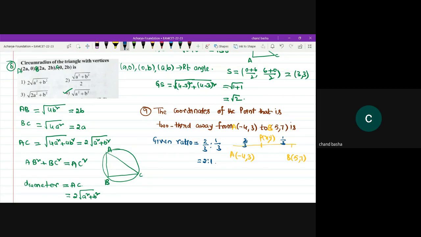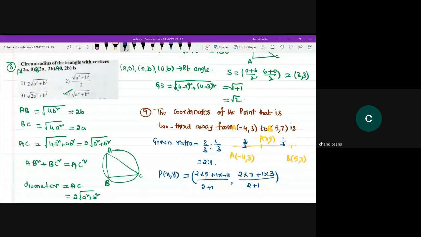Now he's asking for the coordinates of P. The coordinates of P will be equal to (m x2 plus n x1) divided by (m plus n), that is 2 into 5 plus 1 into -4, divided by 2 plus 1, comma (m y2 plus n y1) divided by (m plus n), that is 2 into 7 plus 1 into 3, divided by 2 plus 1. This is what he has given.